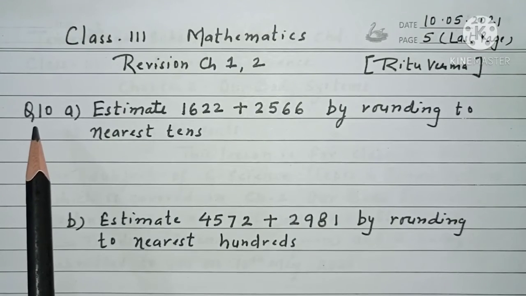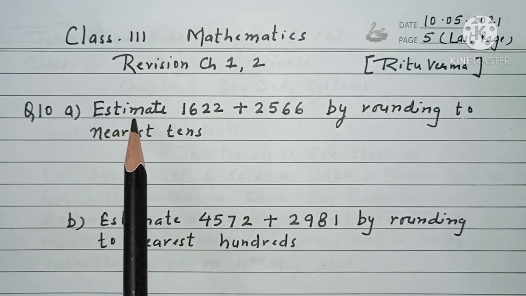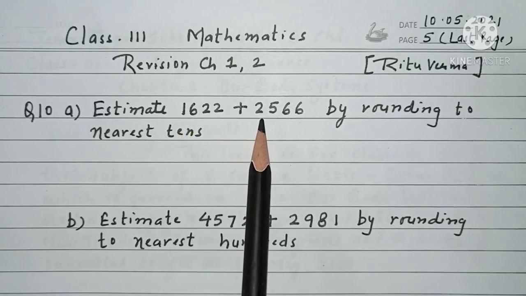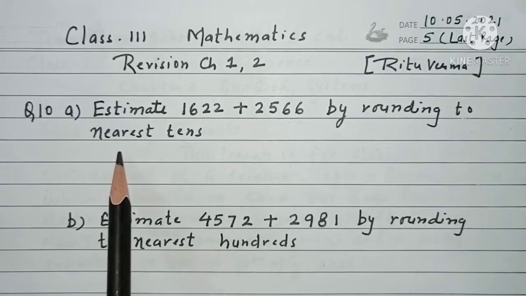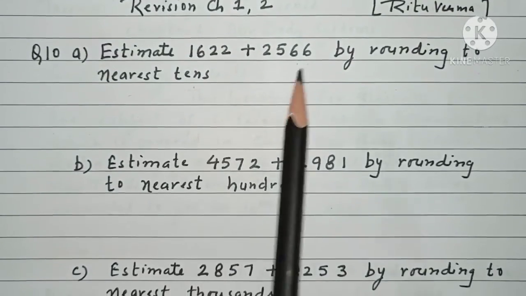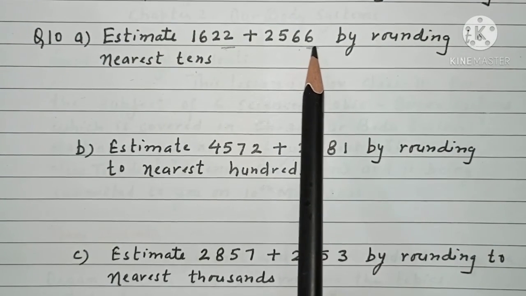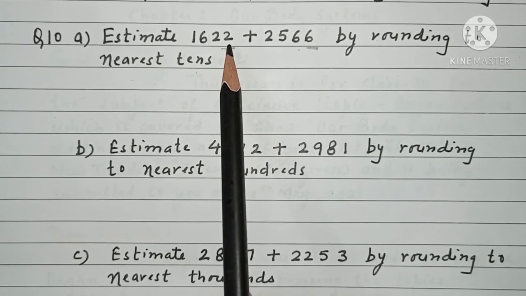Moving on to the last question, which is the question of estimation. Here, first you have to estimate the sum of 1622 and 2566 by rounding to nearest tens. Children, rounding to nearest tens means you have to look at the ones place of the given numbers. And as you know the rule, if the ones place is less than 5, there is no change in the number. It is just 1620.